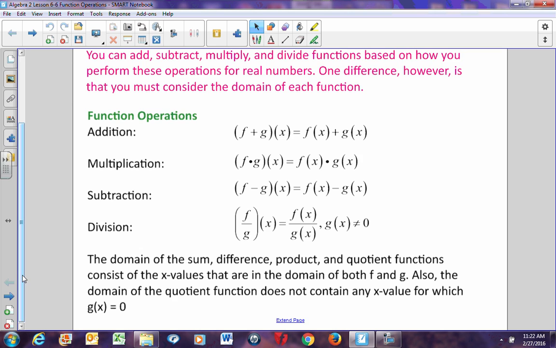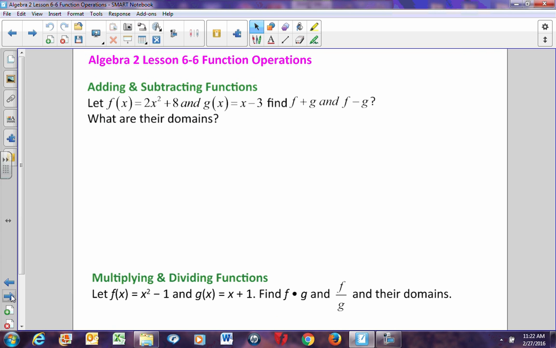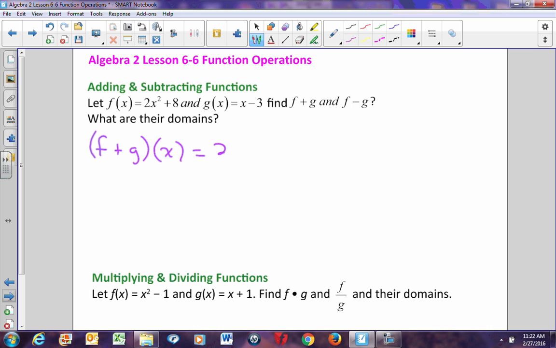All right, so adding and subtracting functions. If we let f of x equal 2x squared plus 8 and g of x equal x minus 3, we're going to find f plus g and f minus g of x, obviously. So f plus g of x means we're going to take f of x, 2x squared plus 8, and we're going to add to it the g of x, which is x minus 3.